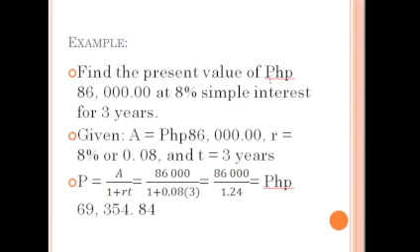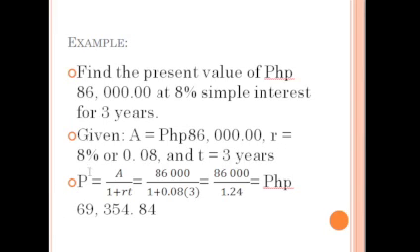Okay, we have find the present value of 86,000 at 8% simple interest for 3 years. Given ang maturity value is 86,000. The rate of interest is 8% or 0.08. And the time is 3 years.